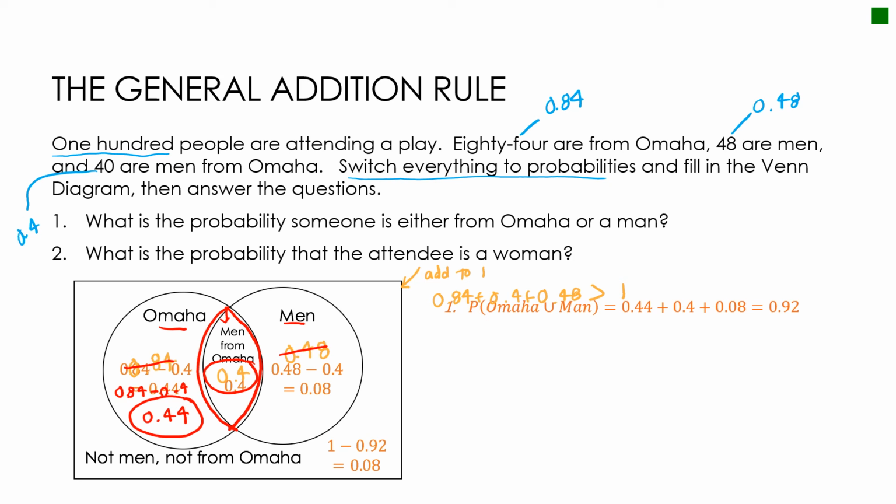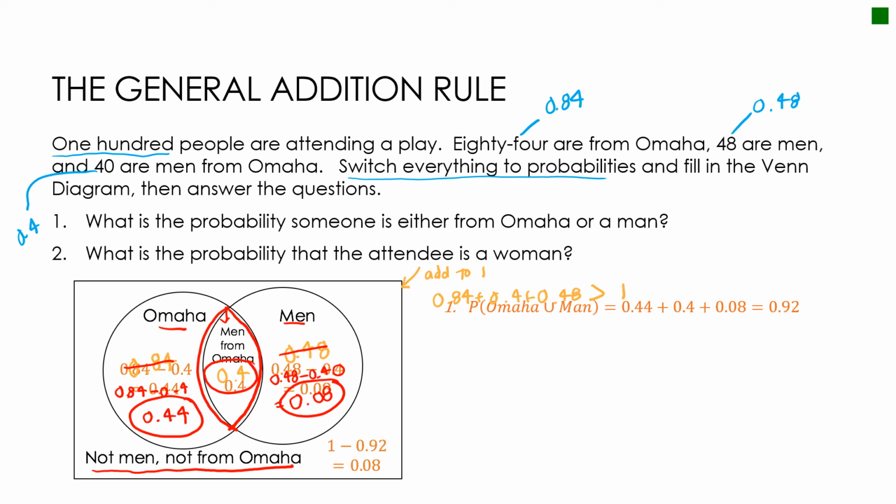Men is 0.48 total. 40% are men from Omaha, which means if I take 0.48 minus 0.4, and you need to add that 0.40 because we're subtracting place values here, I end up with 0.08. So 8% are men who are not from Omaha. Now, what's left? I've got these people out here who are not men and are not from Omaha, which of course means women that are not from Omaha.